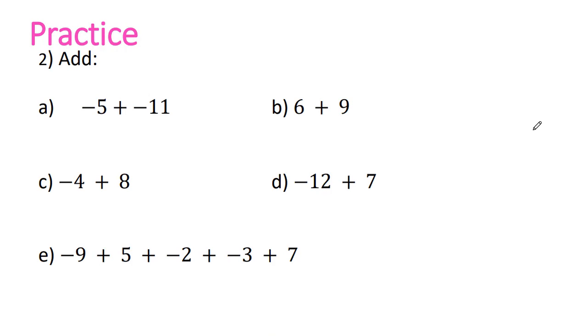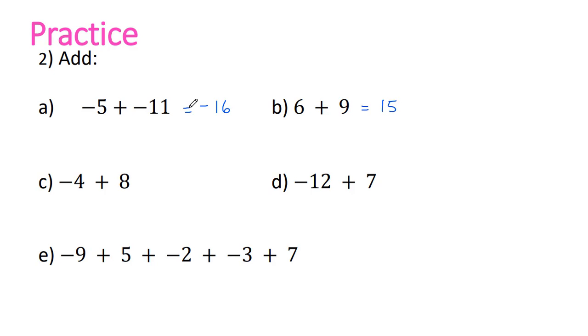Number 2 practice, you're going to practice adding using the adding integers rules. So 2A, we're adding two negative numbers. -5 plus -11 means that I'm going to keep the negative sign, they're the same, and I'm going to just add the integers, -16. For B, both my integers are positive, so I'm going to keep the sign, they're both positive, so the answer will be positive. 6 plus 9 is 15.